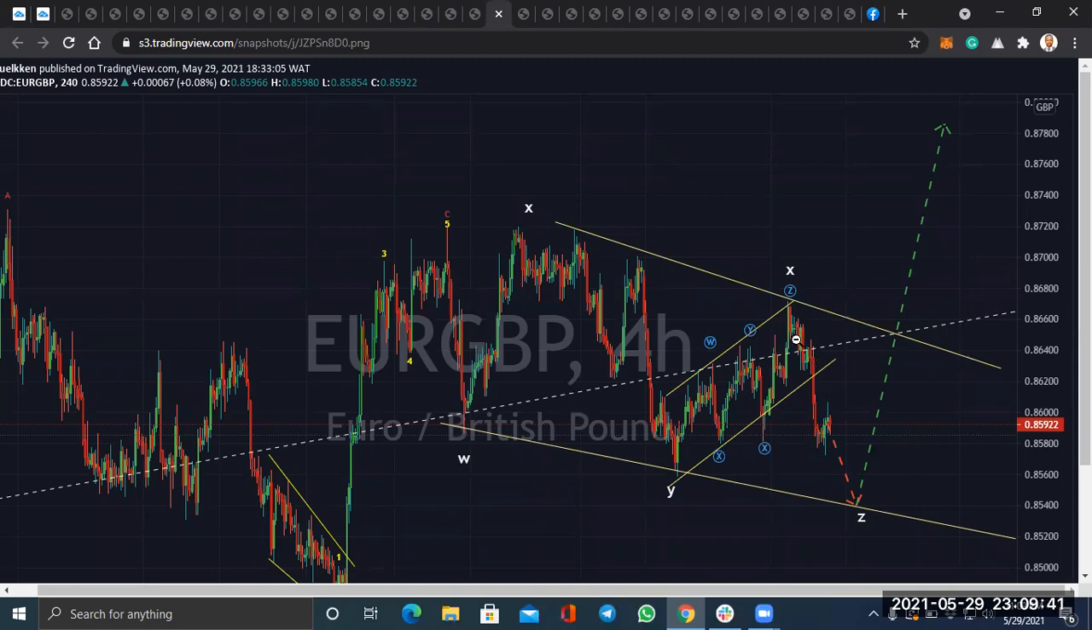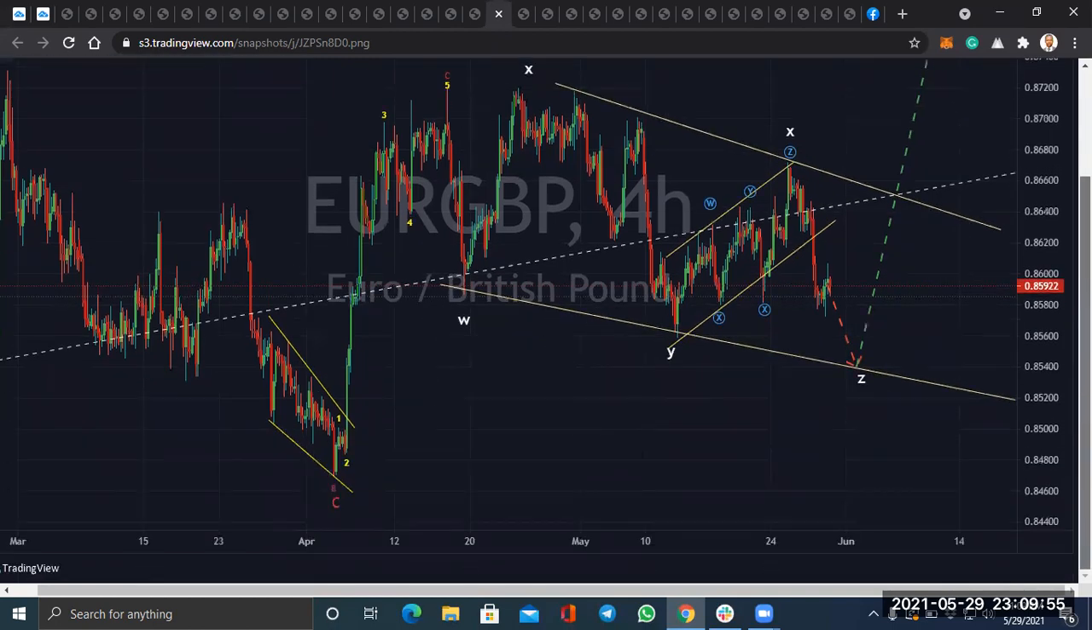So we expect this and this. That is WXY. This is Euro GBP. WXYXZ. So that's the 5 wave move. And it will be a nice trade if you can trade it from here. So just watch for a second drop before we trade this. So that's it.